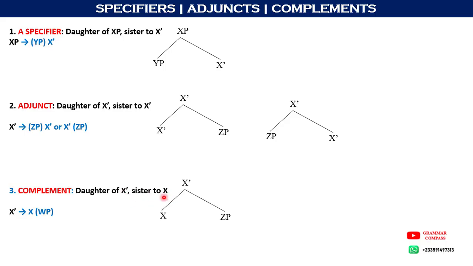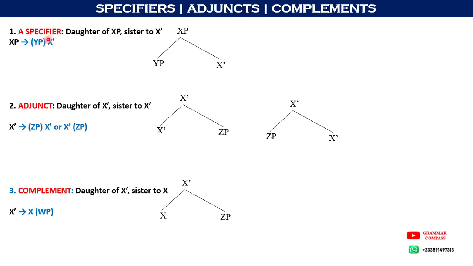Here is how a complement tree would look. So a complement is a daughter. Here is our complement, our ZP. It is a daughter of the X-bar and a sister to the X, which is the head. These are the three different kinds of modifiers that we have.